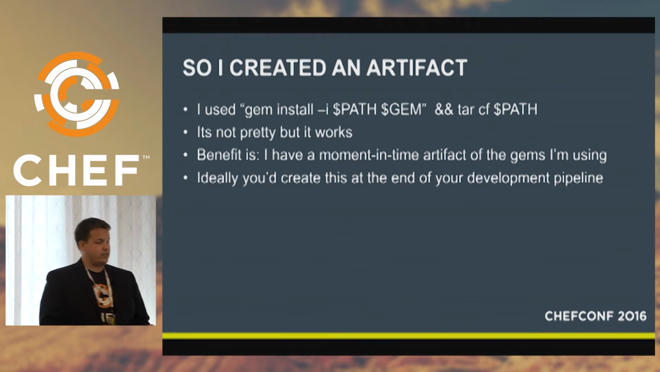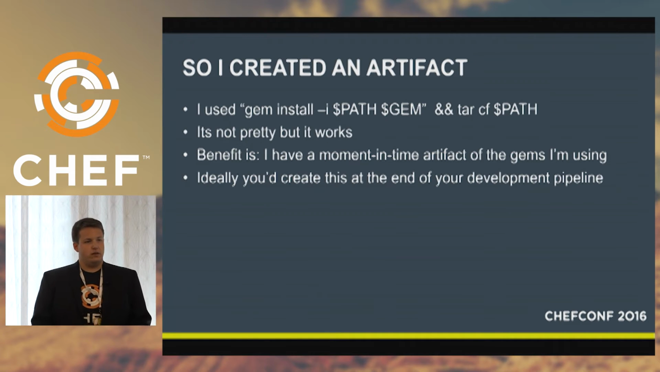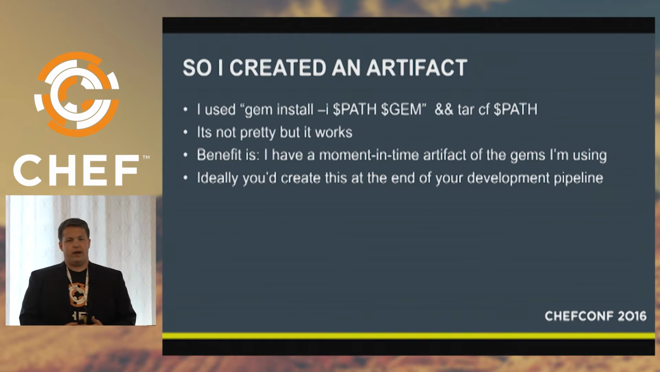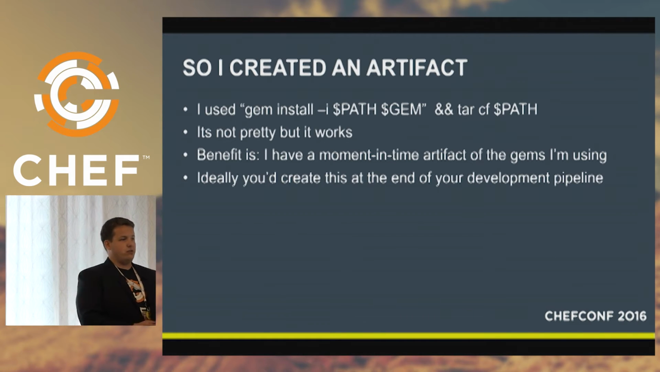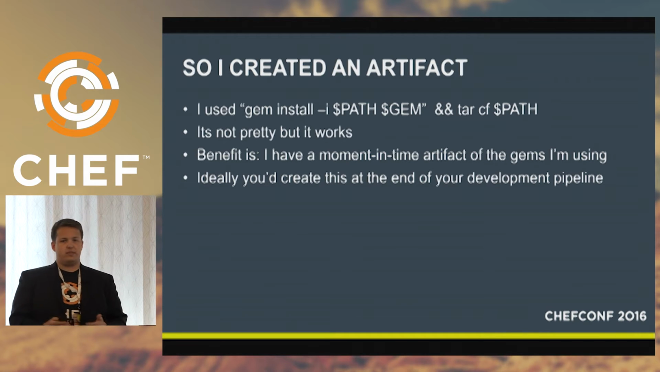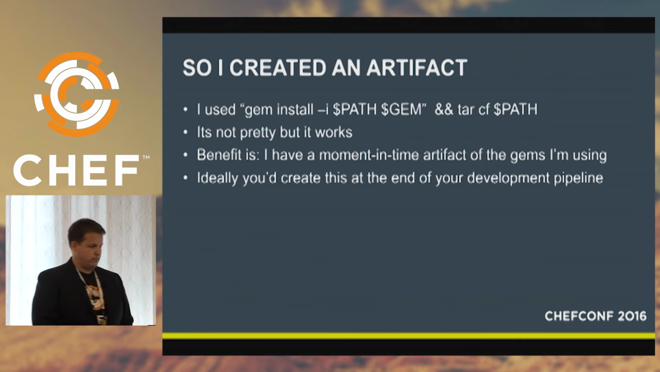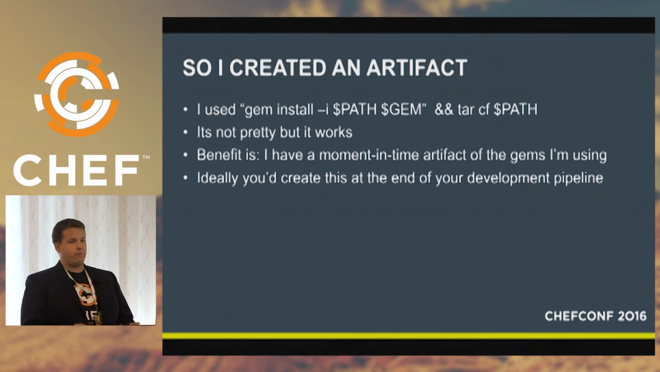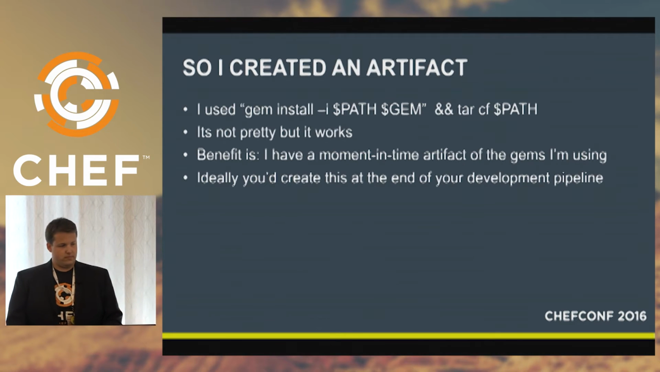And the benefit is that I have a moment-in-time artifact of the gems I'm using. So when I build out my pipeline on my low-side environment and work through my workflow, I know explicitly which gems I use, and I know that I'm explicitly getting those gems into my production environment. That's a really powerful thing for us to have. So again, this is ideally done as part of your development pipeline, and you should do that as we go through the process.